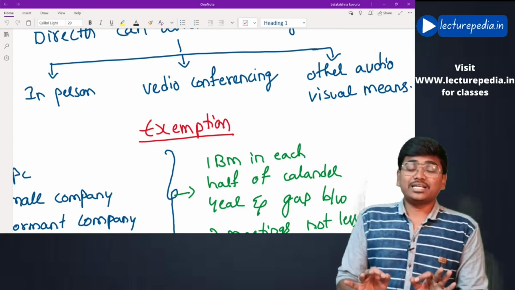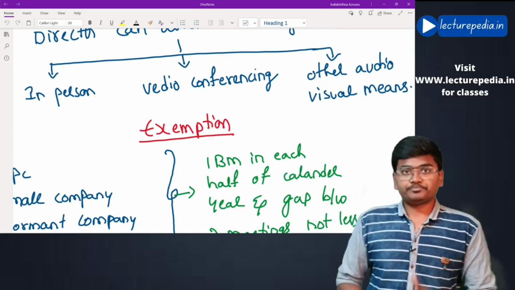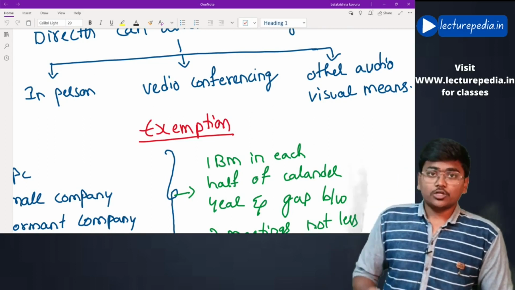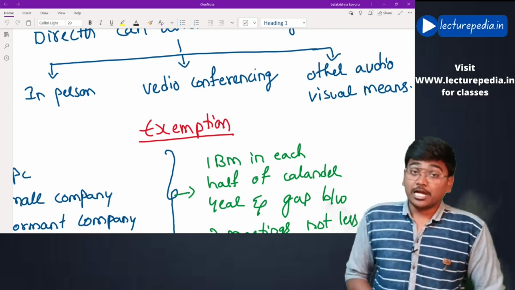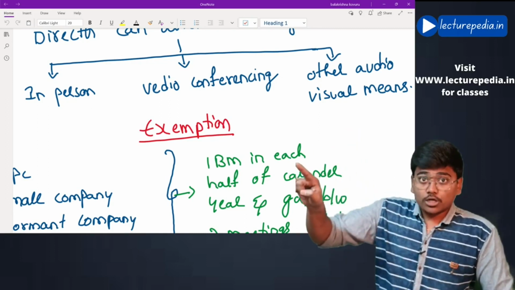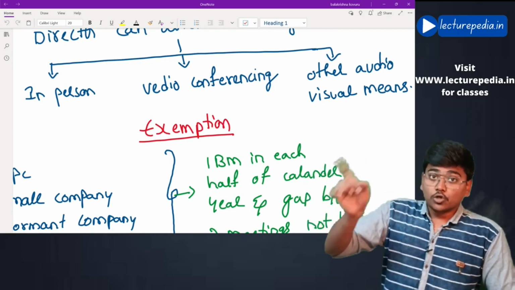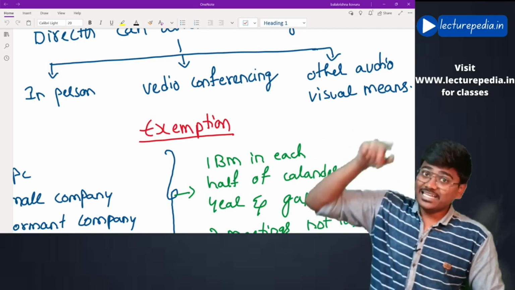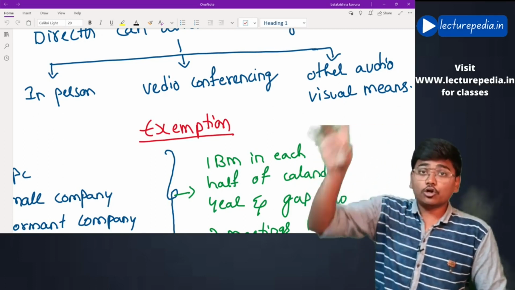It is completely at the option of the company. Okay, another question is, the company has not provided the option of video conferencing, but the director wants to attend the board meeting through video conferencing arranged by himself. Whether he himself can arrange the video conferencing mode?